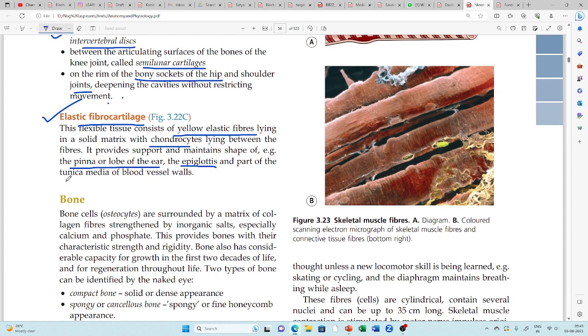Okay, moreover, another example, tunica media. Tunica media means one of the layers of blood vessels. Blood vessels are made up of 3 layers, and the middle layer is tunica media. This tunica media is also made up of elastic fibrocartilage. This example should be noted. It's very, very important.